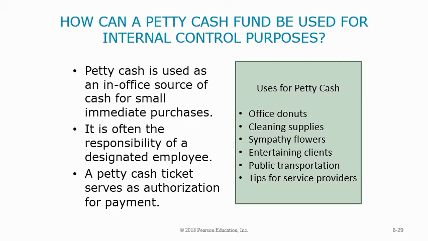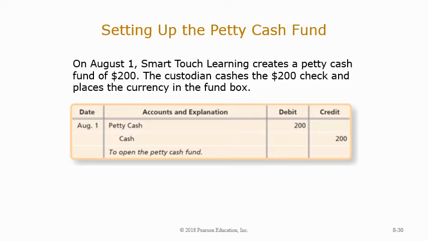Okay, the petty cash ticket serves as an authorization for the payment. So that one person who's in charge of it gets to say, yes, we can do that, or no, we can't do that with petty cash. You'll see here some examples for the uses of petty cash, and I already said some of these: office donuts, cleaning supplies, sympathy flowers, entertaining clients, public transportation, tips for service providers. So it's really just for those incidental purchases that aren't necessarily a normal everyday thing.